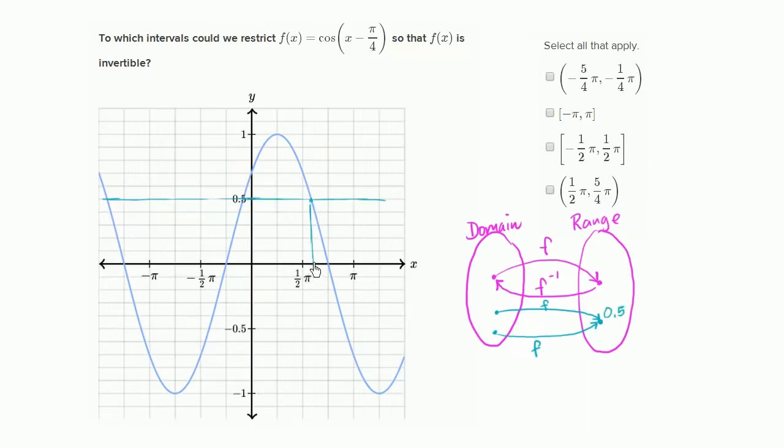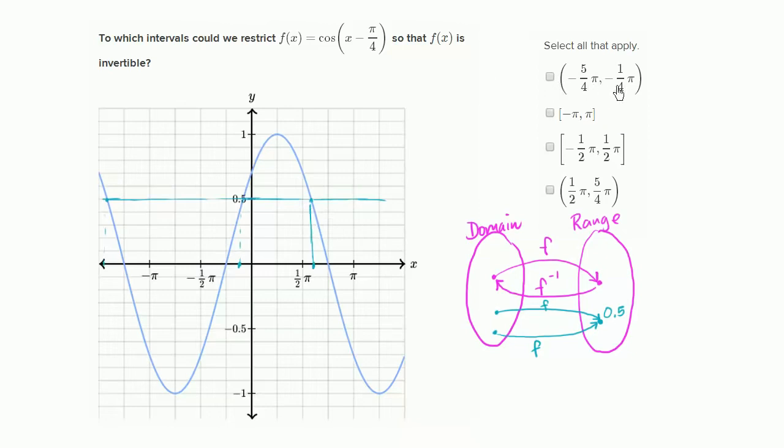This value right over here, f of that is equal to 0.5. F of this right over here is equal to 0.5. F of this right over here is 0.5. So if you have multiple elements of your domain mapping to the same element of the range, then the function will not be invertible for that domain. So really what we're going to do is try to restrict the domain so that if I apply what I'd call the horizontal line test, I'd only intersect the function once. So let's look at these choices.